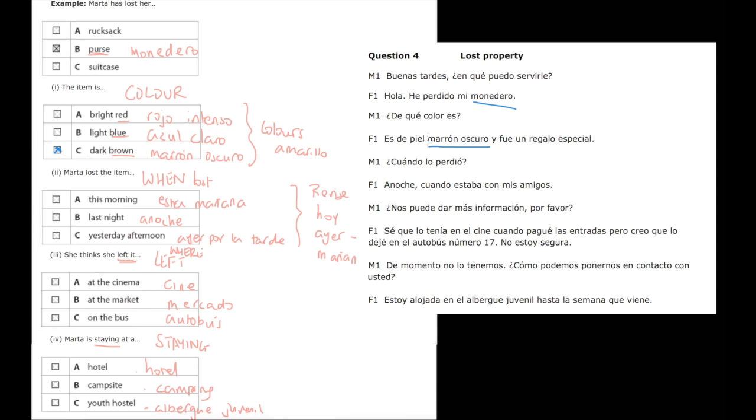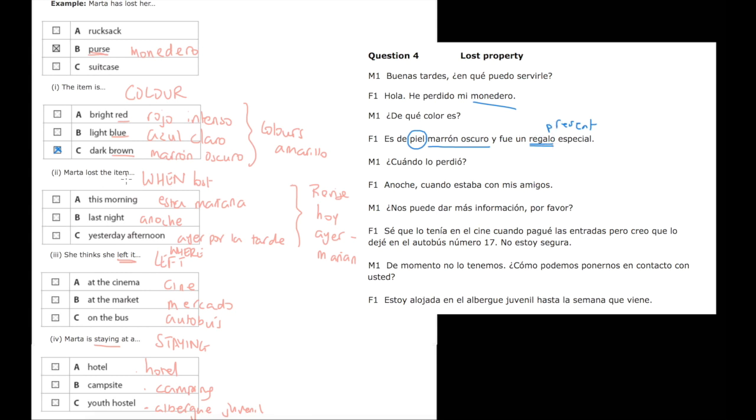And another interesting expression here, it's also worth remembering this word piel. Piel is leather, okay? Es de piel, is made of leather. Okay, and then we read, y fue un regalo especial. It was a special present. The word regalo, important word that tends to come up quite a lot in exams as well. Don't forget it. Okay, we don't need the information that it was a special present or a special gift, but the word regalo is worth remembering.